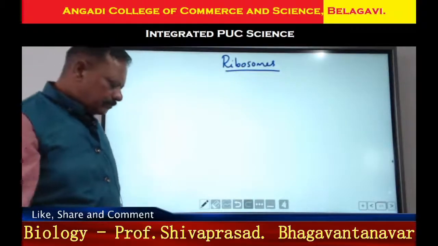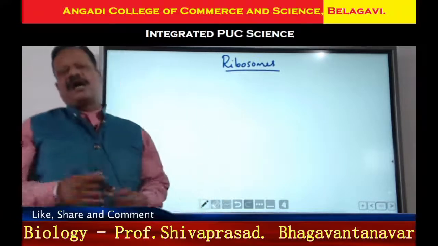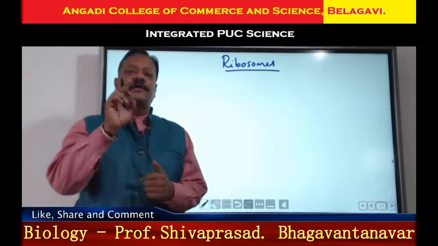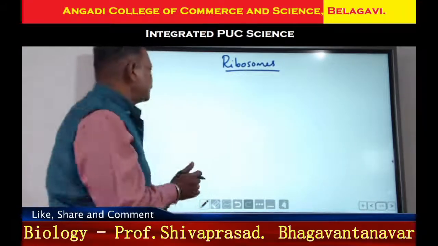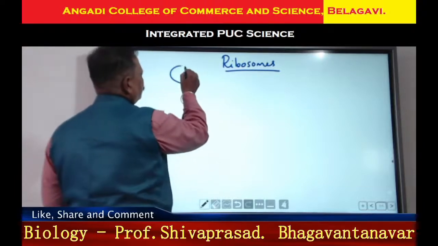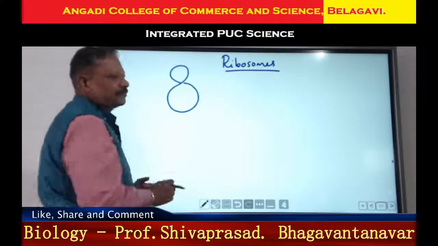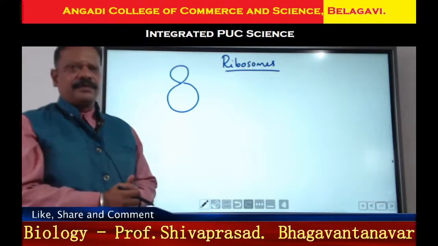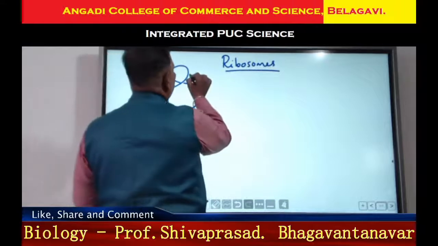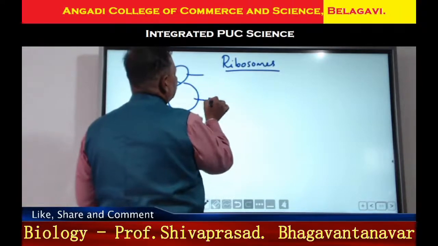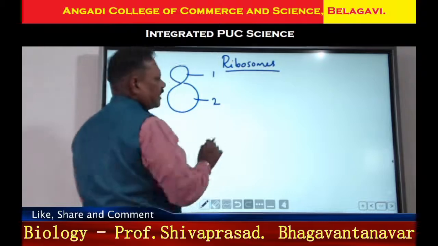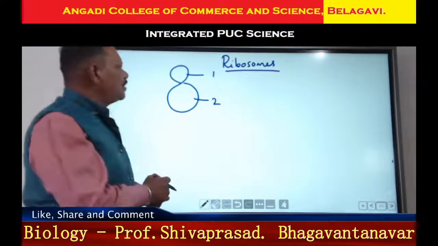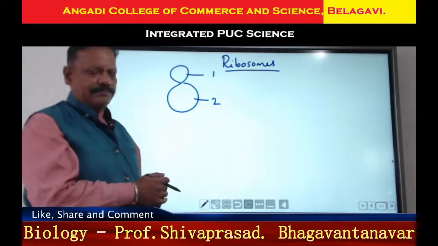Here, ribosomes appear like the number 8. I'll draw and show you. In this way, you are observing the ribosomes. The ribosomes have 2 units. This is the first and this one is the second. The upper unit, the first unit, is the smaller one and the lower unit is the larger one.